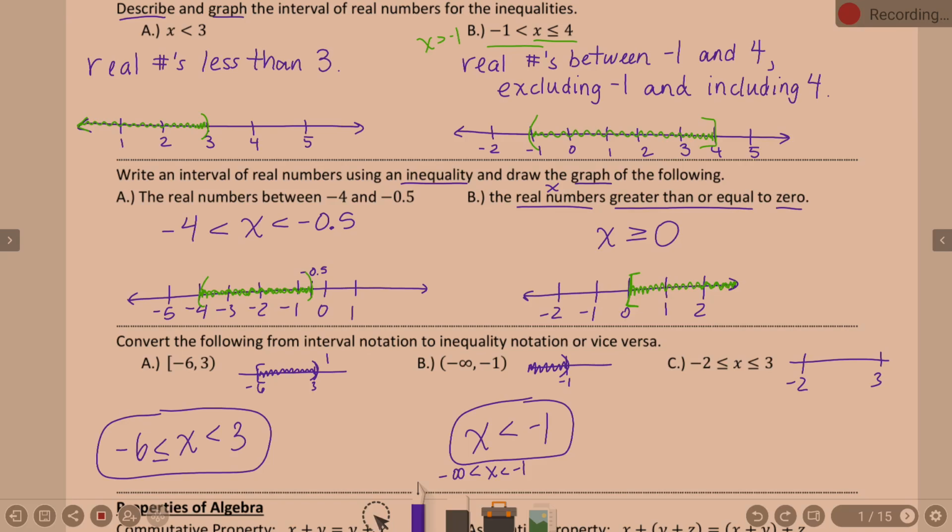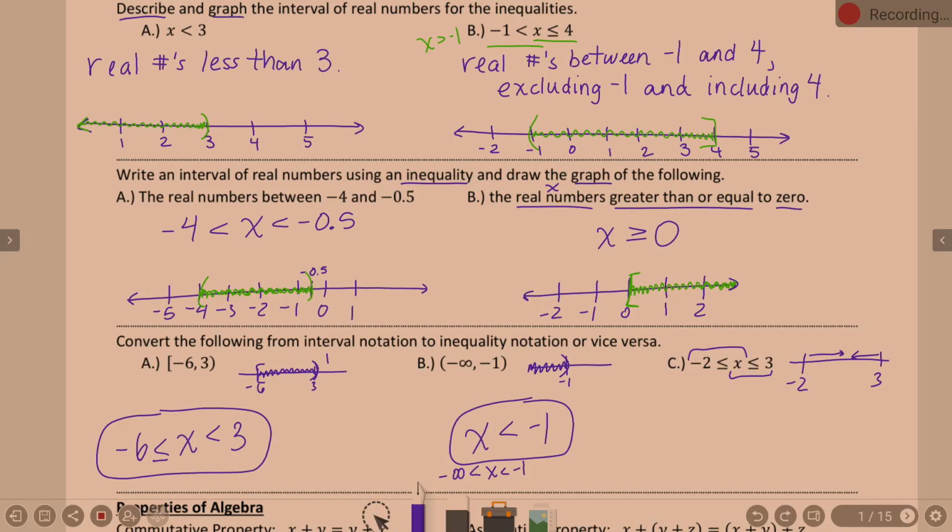If we look at this piece right here, this is saying what? X less than or equal to 3 says all numbers where? Left. Left of 3. What about this piece here? -2 less than or equal to x. Well, if I flip that, that is x greater than or equal to -2. So that's saying what? To the right. To the right of -2.